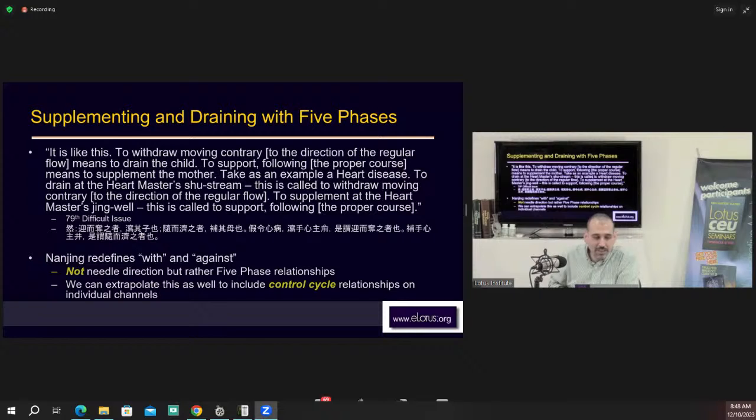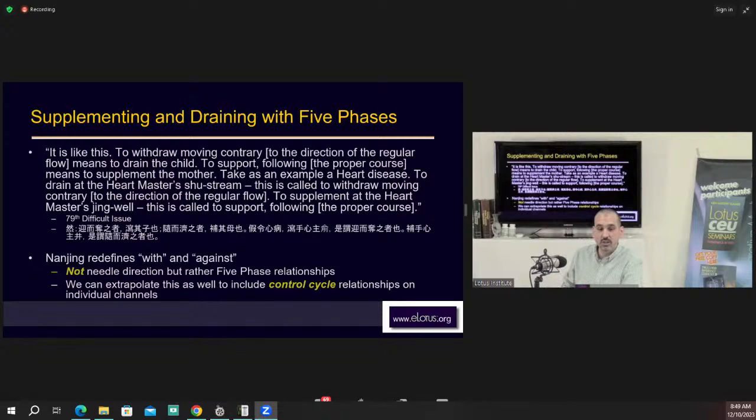Okay, so what's happening here is the Nanjing is redefining with and against. There is this idea in acupuncture that you want to supplement with a needle, you angle the needle with the channel to supplement, and you angle the needle against the channel to drain. The Nanjing says, no, that's not what this line means that we see in other medical texts. What it means is that with and against means needling the mother to supplement or draining the child to drain. It's not the channel, but moving with or against the normal direction of the cycle of construction, or the engendering cycle of the 5 phases.